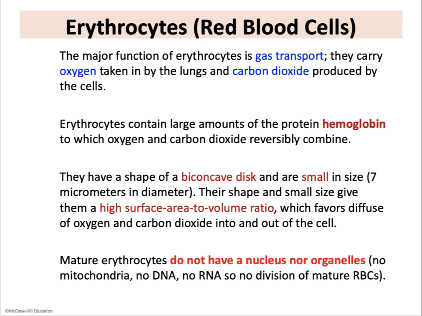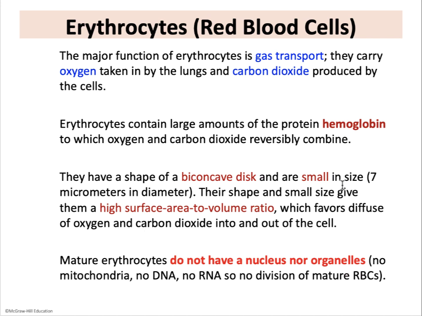The erythrocytes are a beautiful example of evolution. They have a biconcave shape, a small size, and they have a high surface to volume ratio. And that ratio increases the surface area, so maximizing the exchange of oxygen and carbon dioxide.